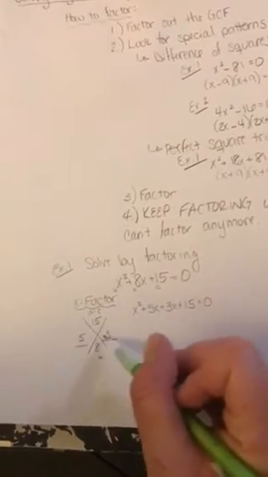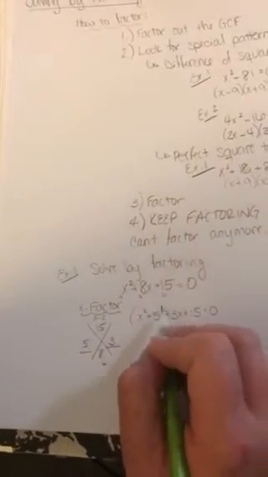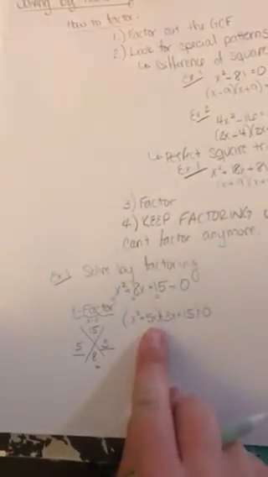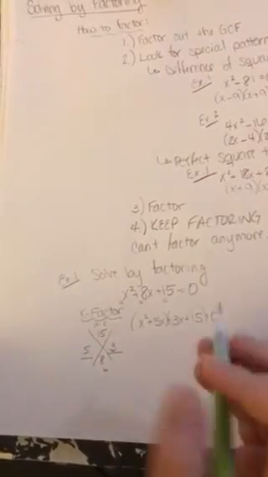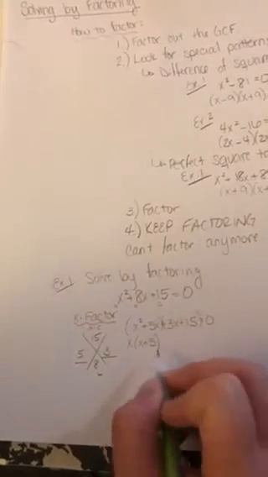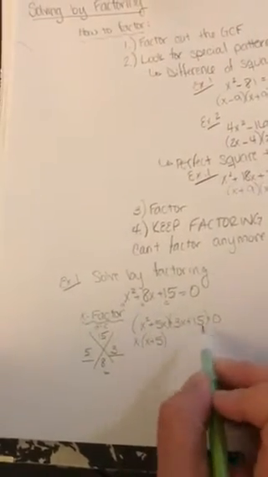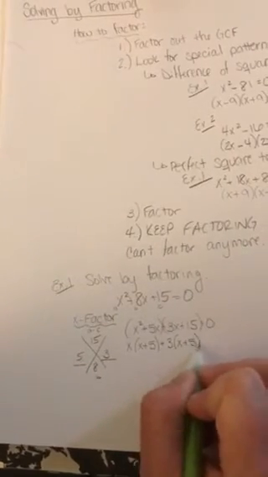Okay, so again, we just found the two numbers and plugged them in for that middle term. Then you factor by grouping. So I'm going to group the first two, group the second. Find the greatest common factor of the first. In this case, it's x. And that leaves you with x plus 5. And then find the greatest common factor of the second, and that's 3. And that leaves you with x plus 5.